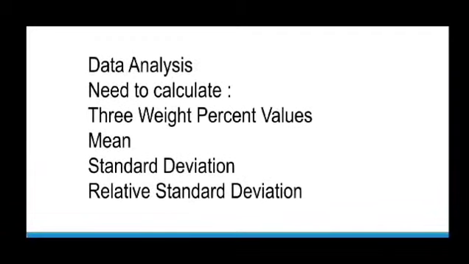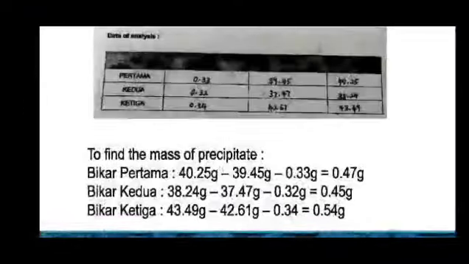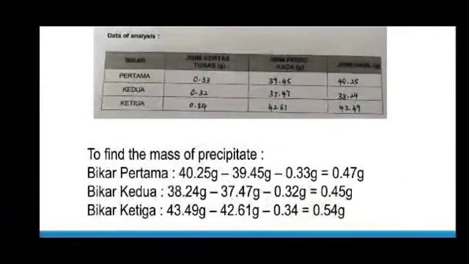Next, for our data analysis, we need to calculate all 3 weight percent values, the mean, standard deviation and also the relative standard deviation. First, this is our experiment result and we need to calculate the mass of the precipitate. So the mass of the product minus the mass of the watch glass and then minus the mass of the filter paper for each of them, and then finally we will get the mass of the precipitate.